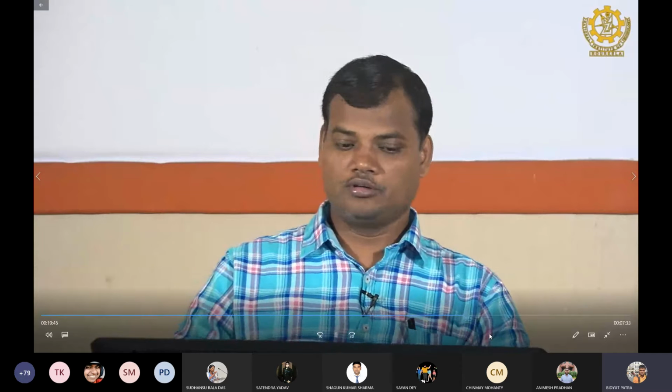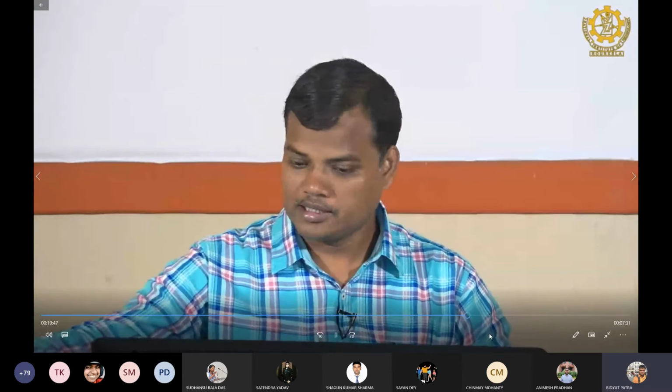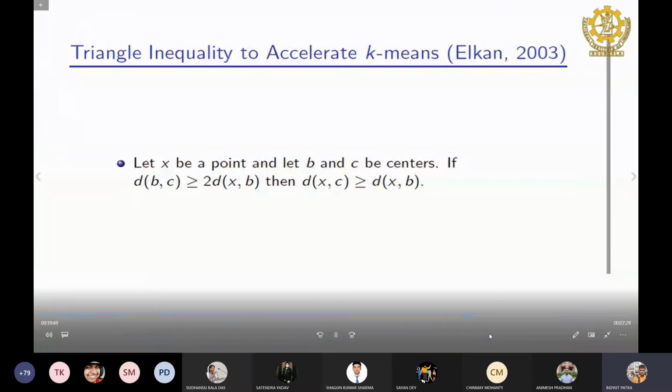If we move back to k-means clustering, what we found is that we initially choose some set of points. That is the initial k points. Now for all the points, we compute the distance from x1 to this centroid, this centroid, and this centroid.